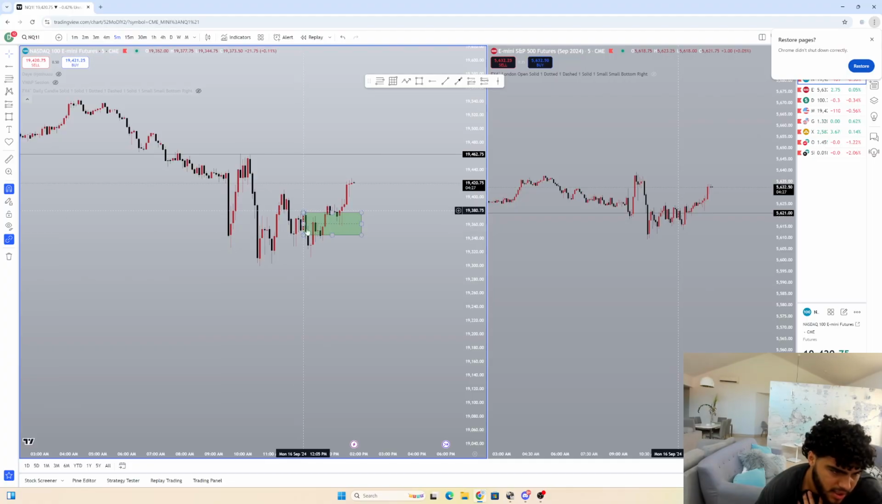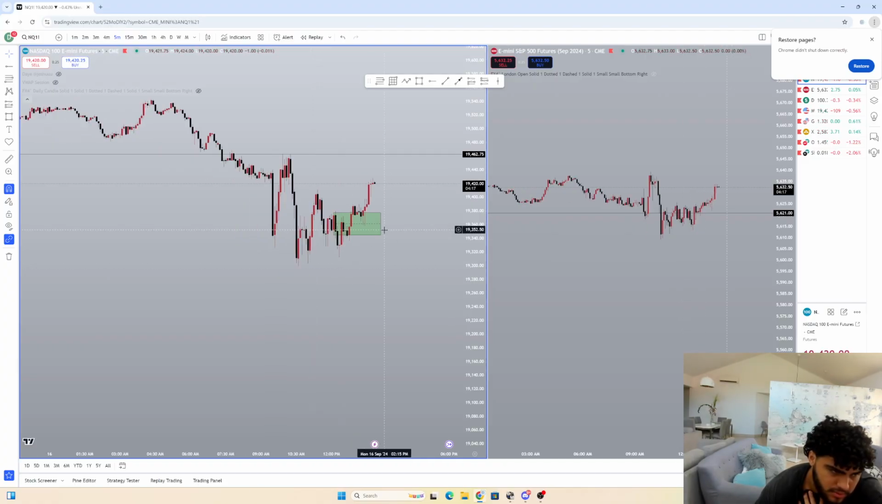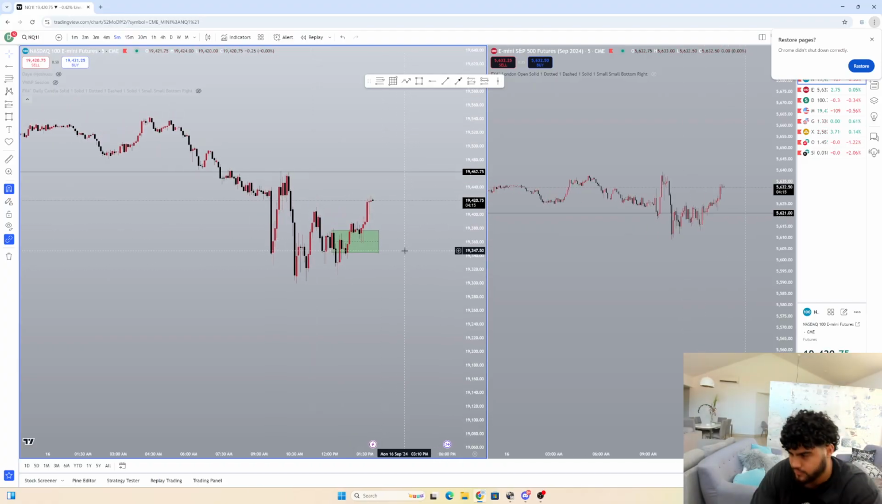Low, high, lower low into the equal low sweep. Displacement with the close above, breaker. Does it always have an order block? I mean, I don't know. It doesn't really matter though.